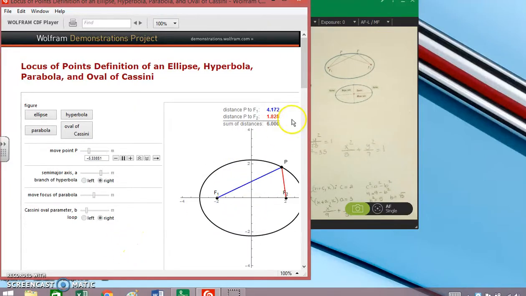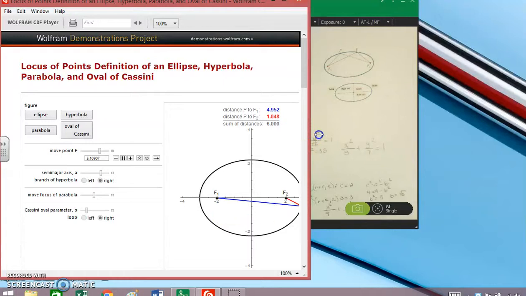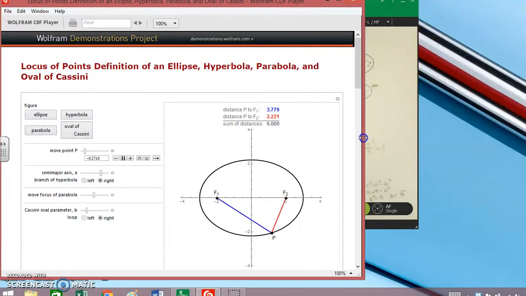All right, so we're going to look at ellipses today, and that's section 8.2 in your book. I found this really neat demonstration that tells you a little bit about how an ellipse works. So we talked about the foci of the ellipse. So the foci are the points that basically are creating the ellipse.